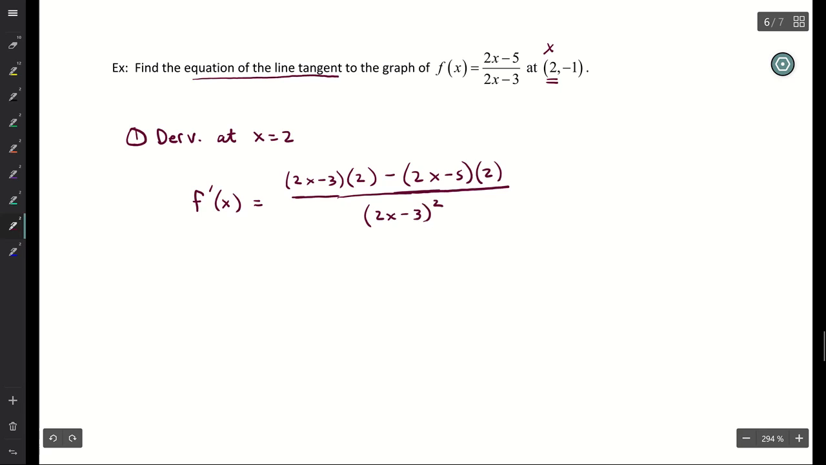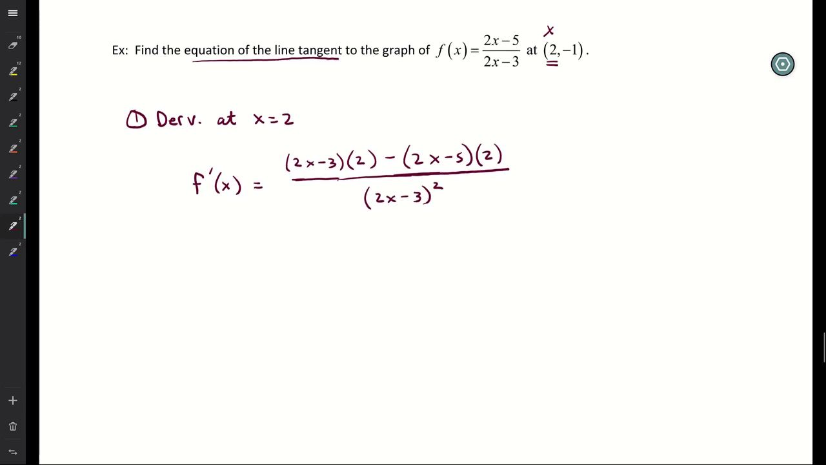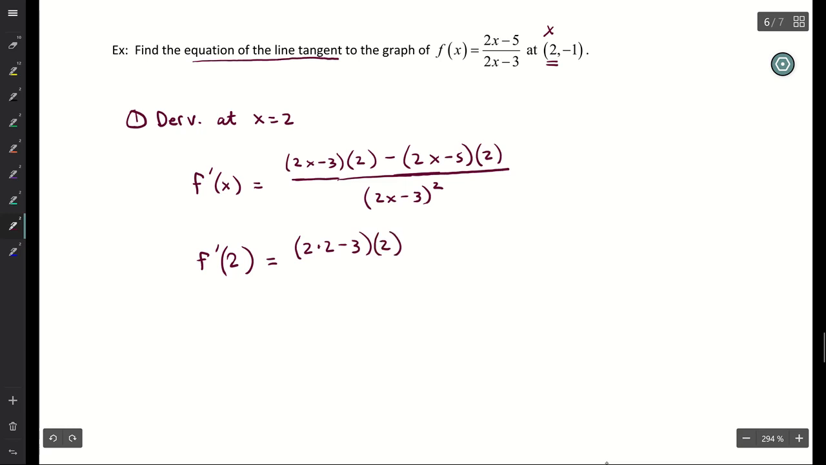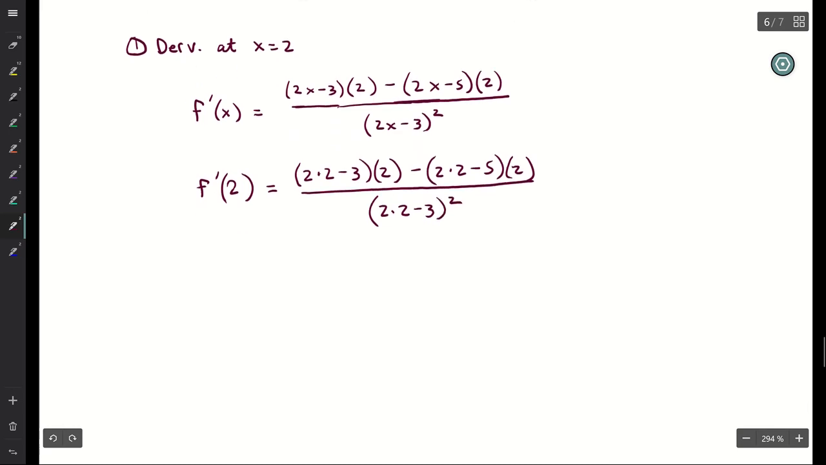All right. What we've done before on these kind of problems is we distribute the 2's, distribute the negative, combine like terms, and so forth. And you can still do that if you'd like to. Or, because this particular problem only wants the derivative at x equals 2, what we could now do is take the derivative at 2 and plug 2 in everywhere there's an x in this problem. So 2 times 2 minus 3 times 2, and then minus 2 times 2 minus 5 times 2, and then all over 2 times 2 minus 3 all squared. And I think that's just a simpler way to maybe work the problem.